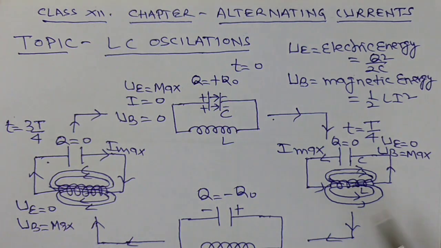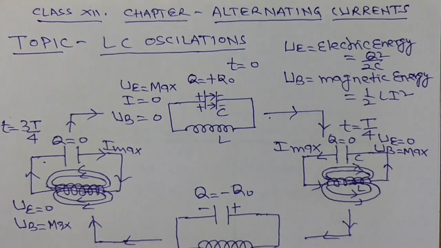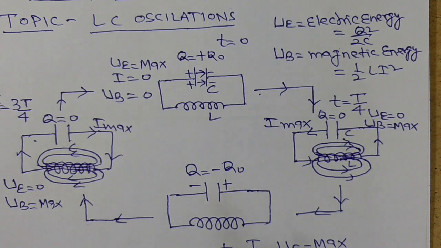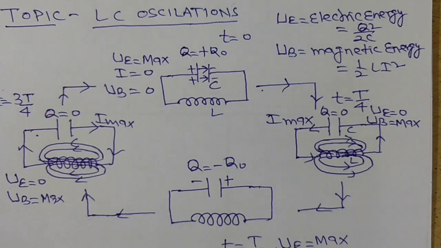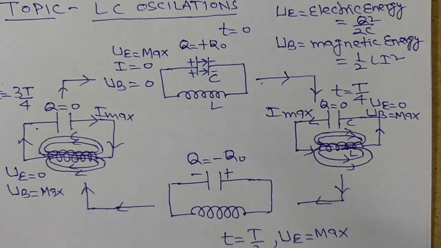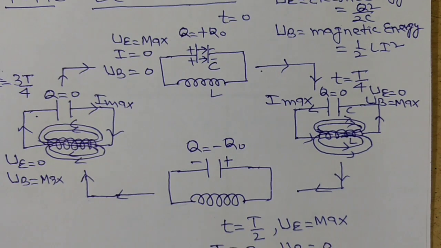But at the next instant, this capacitor again starts recharging. And at t is equal to capital T by 2, the charge on the capacitor is again maximum with opposite polarity. Capital Q is equal to minus Q naught with opposite polarity. Therefore, energy stored by the capacitor is again maximum and the energy stored by the inductor is 0 because at this time current I is equal to 0, right?